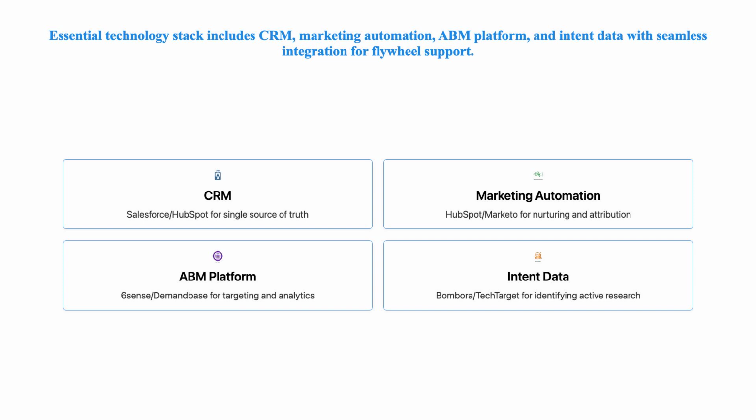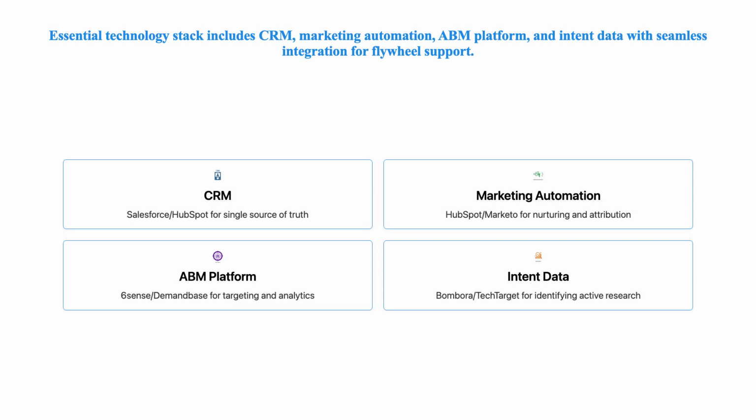Third, an ABM platform like 6sense, Demandbase, or Terminus for account targeting, personalized advertising, and engagement analytics across your tiered ABM programs. Fourth, intent data from providers like Bombora or TechTarget to identify accounts actively researching your solution categories. These platforms must integrate seamlessly. Your intent data should trigger ABM campaigns, your ABM engagement should inform lead scoring, and your marketing automation should feed qualified accounts to sales with complete context.